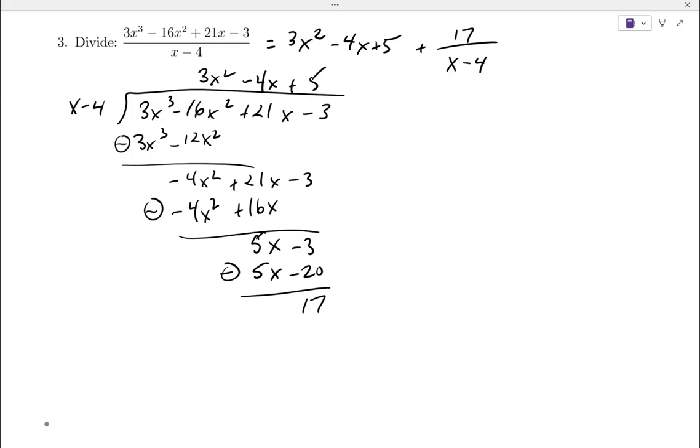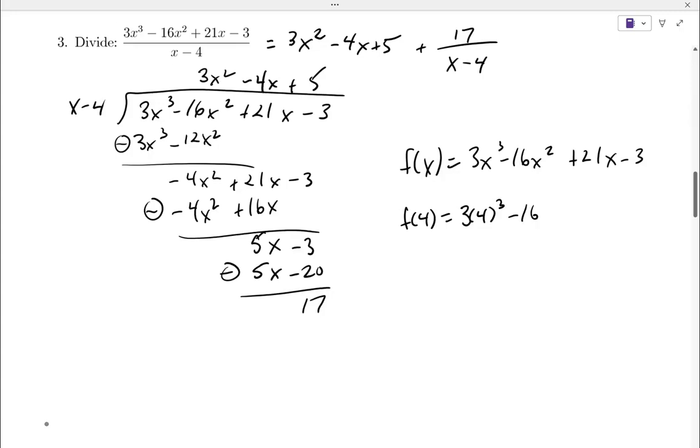The other thing I want to notice, and this is going to come up later, notice that if I say my f of x is the numerator, and I ask you to compute f of 4, what do you get if I put 4 into this polynomial?